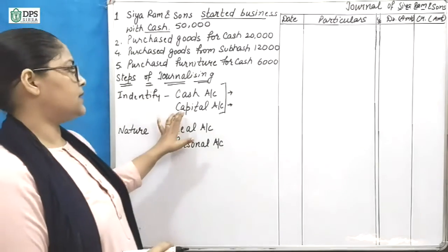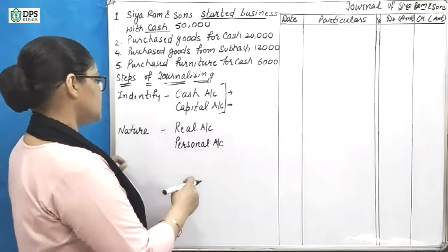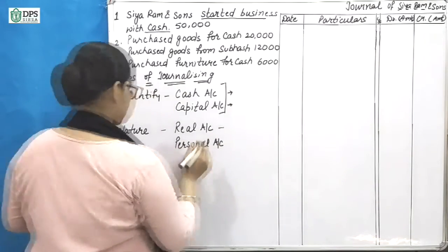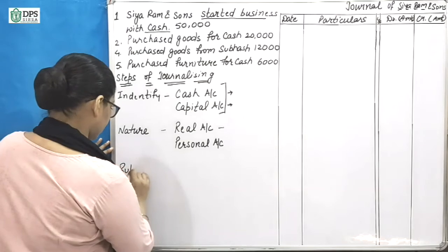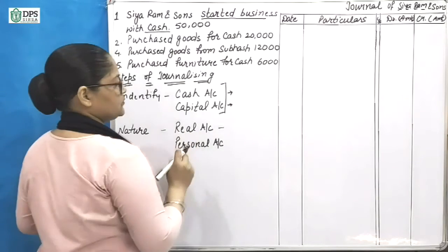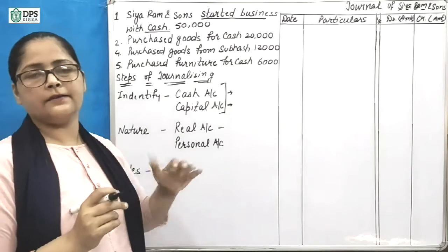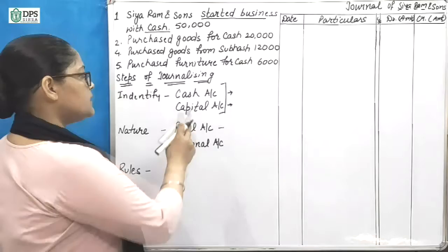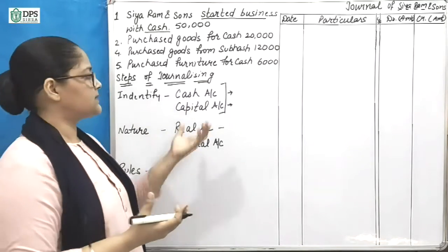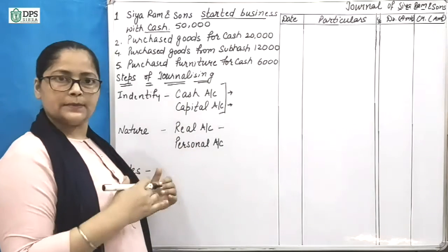Personal account, capital account, drawings account, these are the personal accounts. So here real account. The rule of the real account, here we will apply in the next step, rules. What is the rule of real account? Yes, what comes in debit, what goes out credit. Here cash is coming in the business. We will see from the business point of view what is coming and what is going out. So here cash is coming in the business.